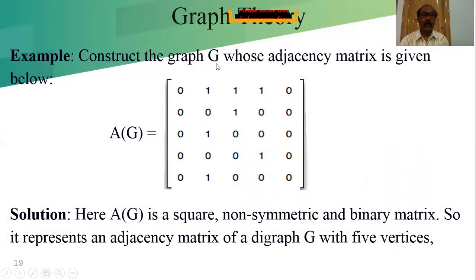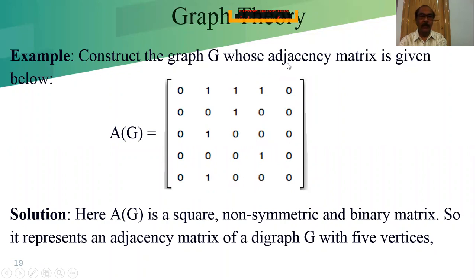Now, construct the graph. We already learned how to get the adjacency matrix from a diagram. Now here is one adjacency matrix, and from that we have to prepare the diagram. If we check, this is a square matrix, but it is not symmetric. That means it is the adjacency matrix of a diagram.